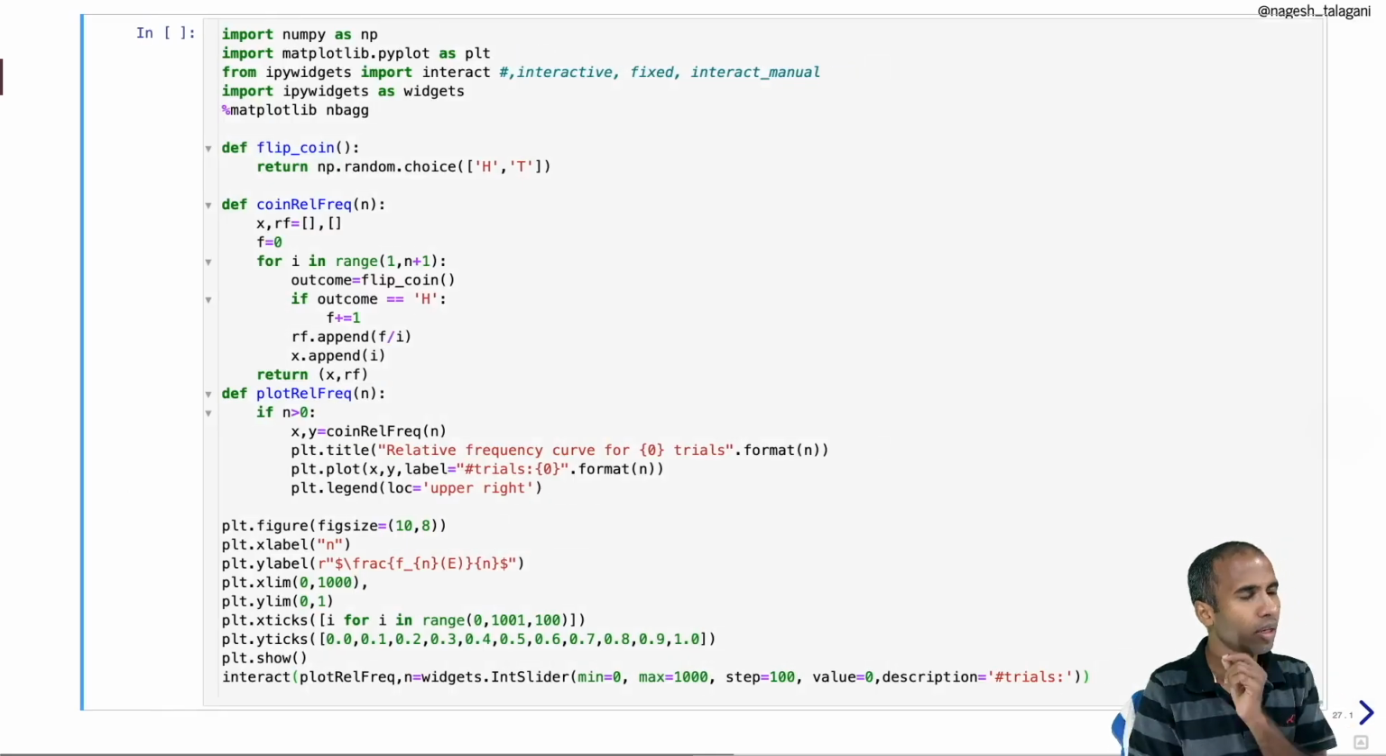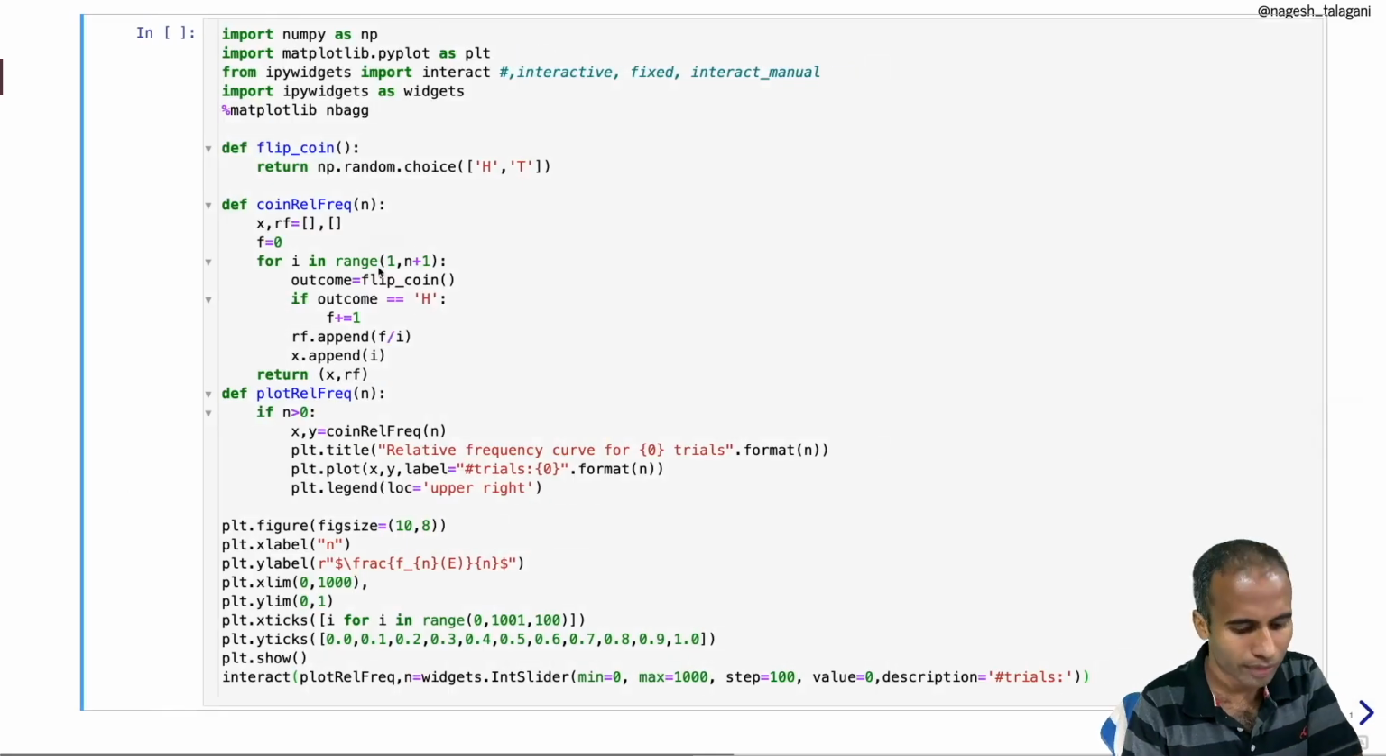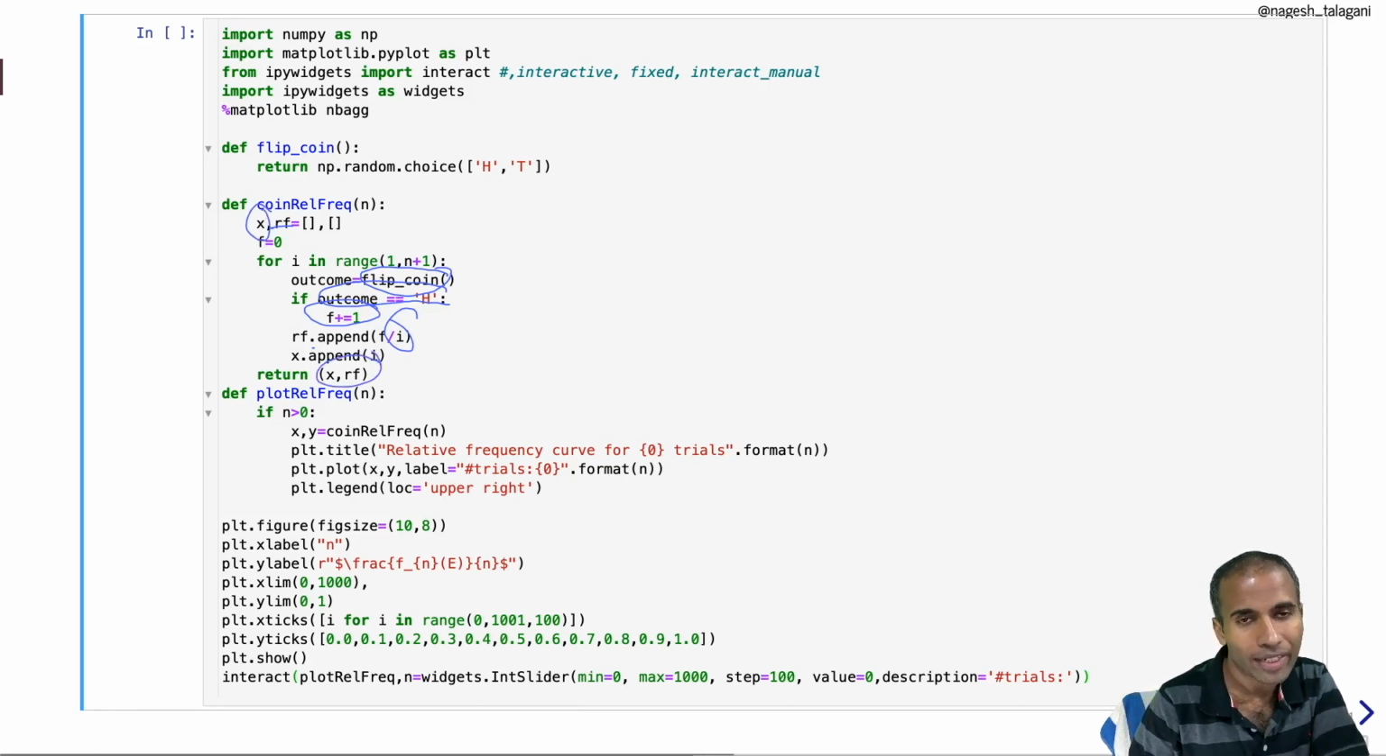Let's look at the code. Feel free to study this code. Here the loop runs n times. Each time we flip a coin and observe the outcome, and if the outcome is head, then I increase the frequency. Then I add the corresponding relative frequency to the RF list and the corresponding trial numbers to the X list. Finally I return these two lists and plot this relative frequency curve for getting heads.